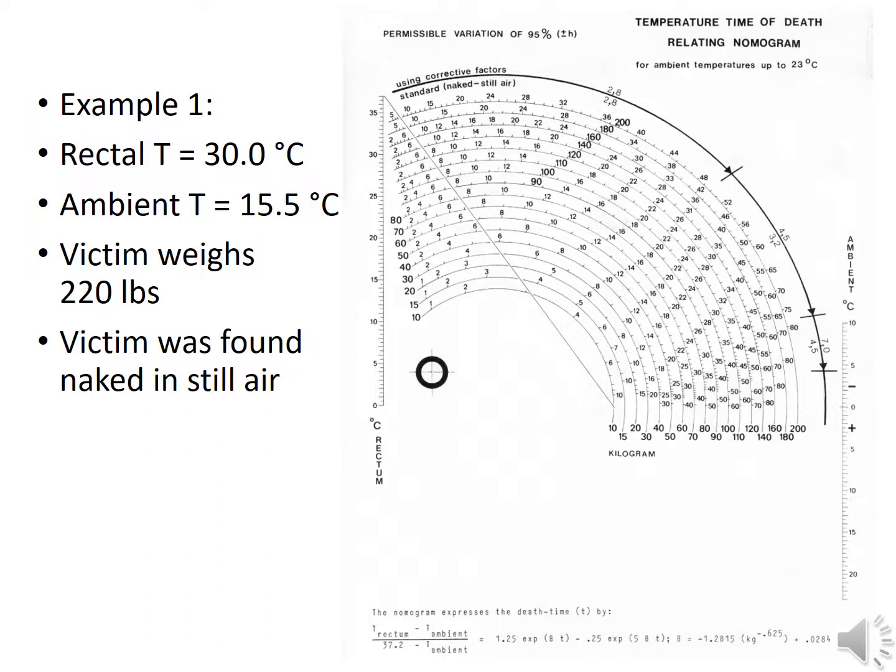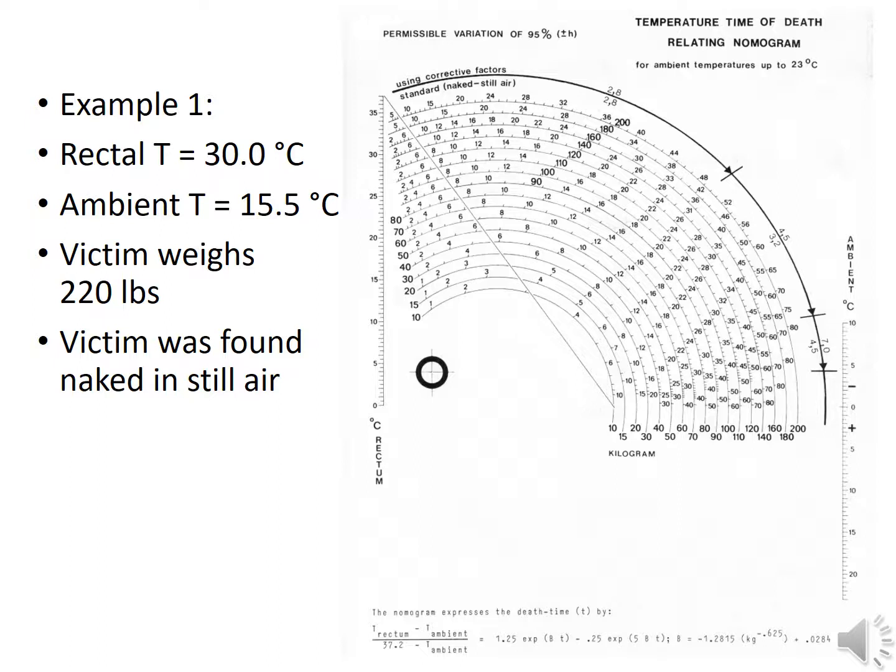Okay, so let's get right down to business and work our first example together. In this case, we're going to follow a victim with a rectal temperature of 30.0 degrees Celsius. If you're still getting used to Celsius, just remember normal human body temperature for a healthy living human is 37.0 Celsius, so quite a bit lower, and obviously this person has been dead for a little while at least. The ambient temperature, the temperature around the body in this example, is 15.5 degrees Celsius, so that's cool, but again, not unreasonable for, say, autumn in the southern tier of New York. The victim weighs 220 pounds, and the victim was found naked in still air.